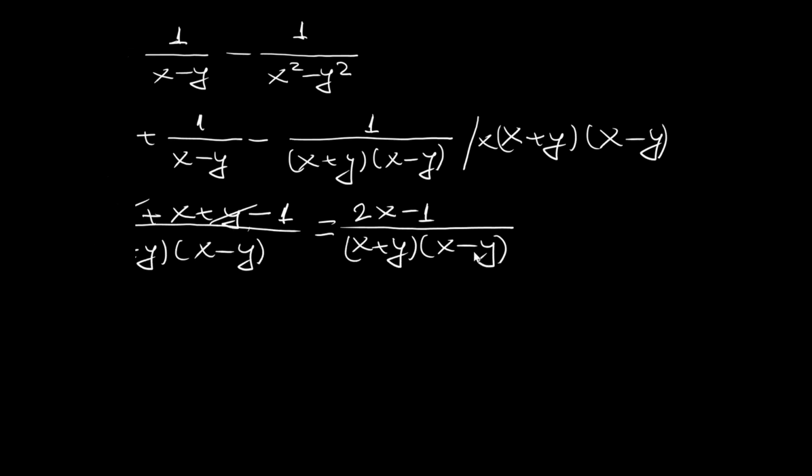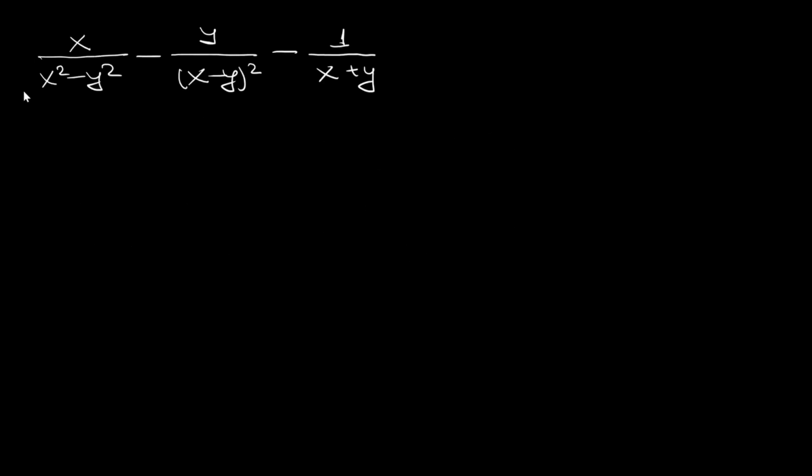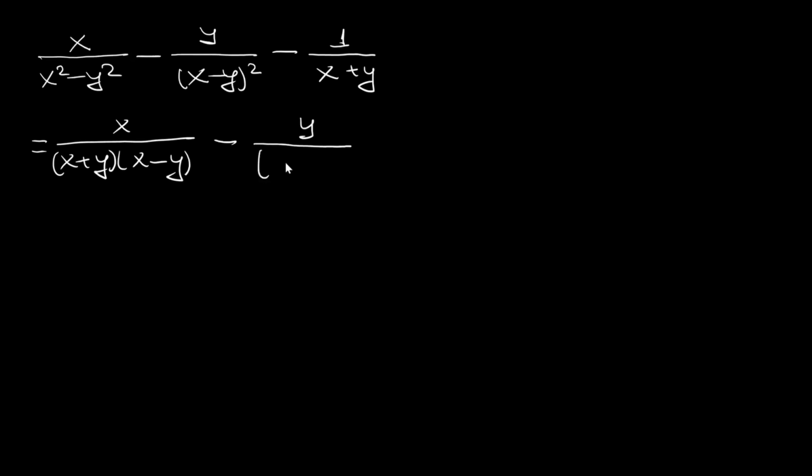Let's do one more. This is the last one, guys, I promise. We have x over x squared minus y squared minus y over x minus y squared minus 1 over x plus y. So let's begin. We have x over x plus y times x minus y minus y over x minus y squared, and then we have minus 1 over x plus y.